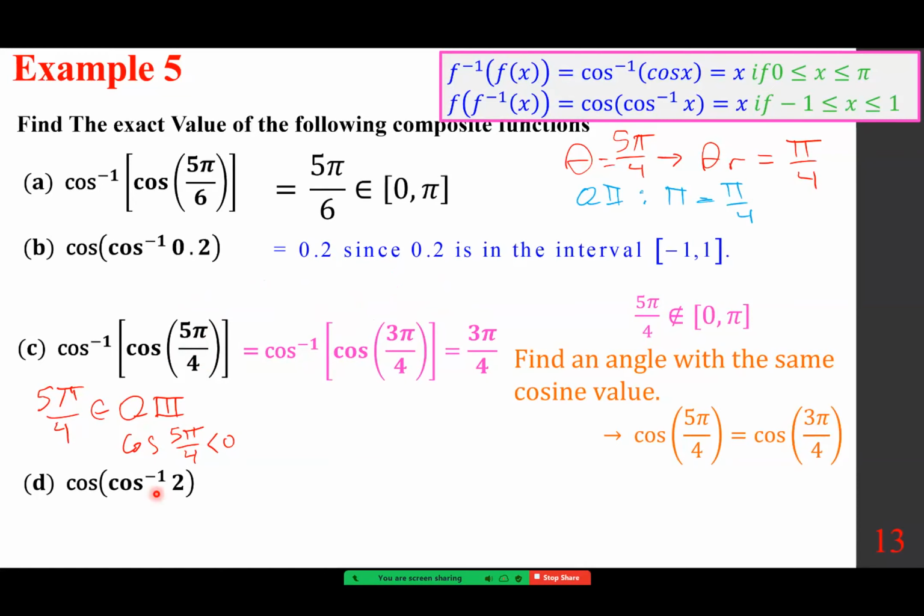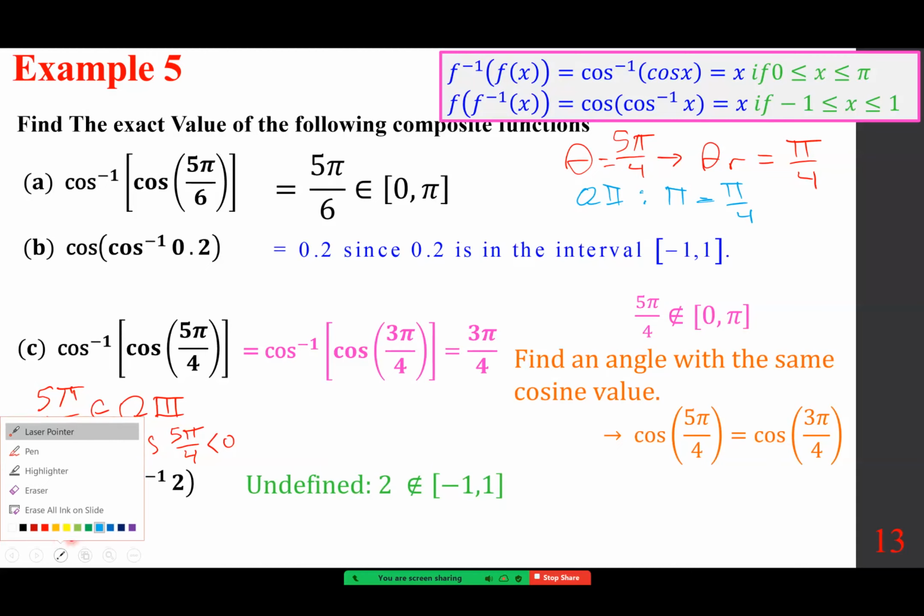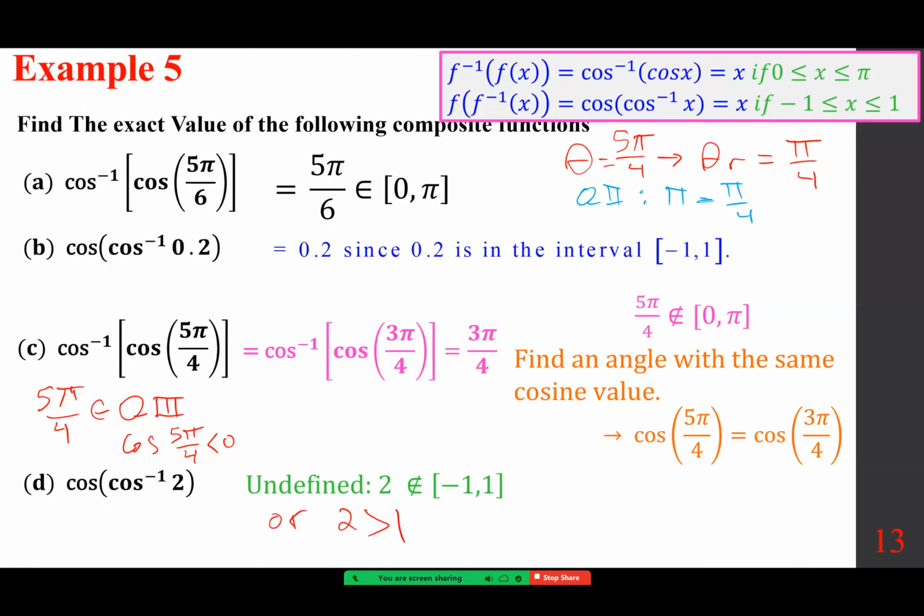What about cosine inverse of 2? Is 2 somewhere between -1 and 1? The answer is no. Therefore, it's undefined, because 2 is larger than 1. You can say 2 doesn't belong to this interval of -1 to 1, or you can say two is larger than 1, therefore it's not good. You can go with that route if you want. It's the same thing.